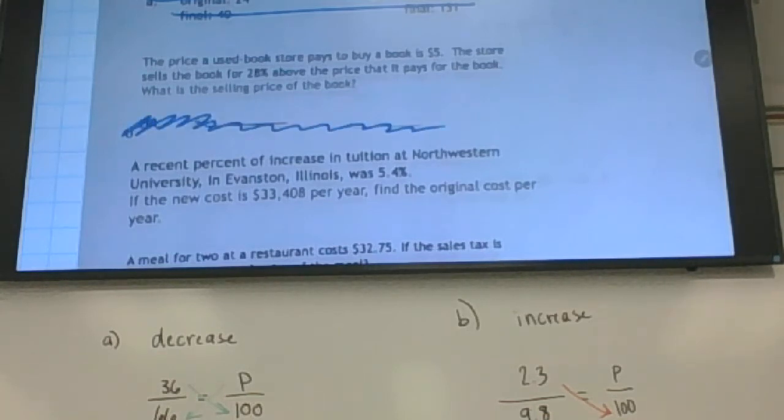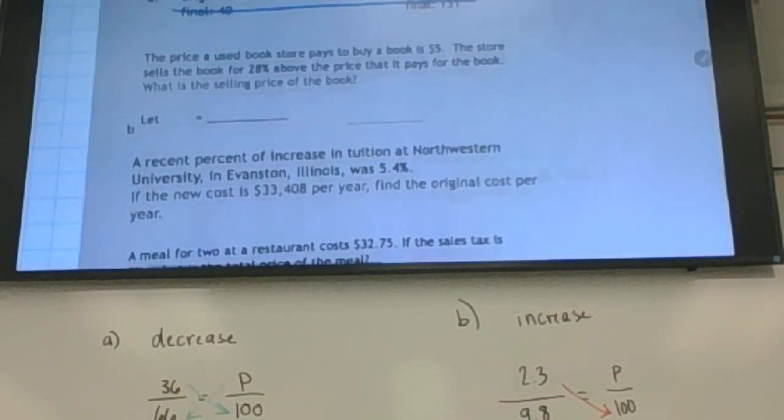The price a used bookstore pays to buy a book is $5. The store sells the book for 28% above the price it pays for the book. It's called a markup. What is the selling price of the book? Okay, so let 5 equal the original amount. They buy it for $5, so in our ratio, we're gonna put 5 down below. We already know the percent they're marking it up, 28%. They're hoping to make a 28% profit.